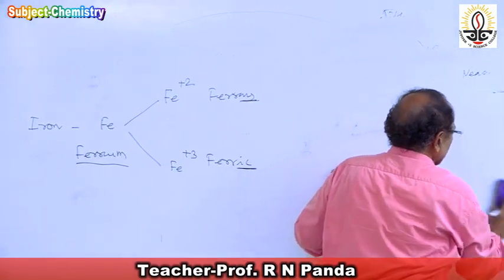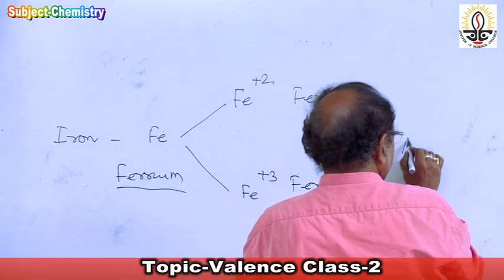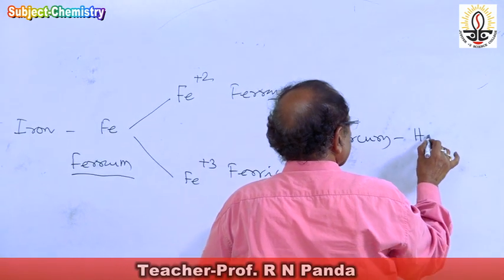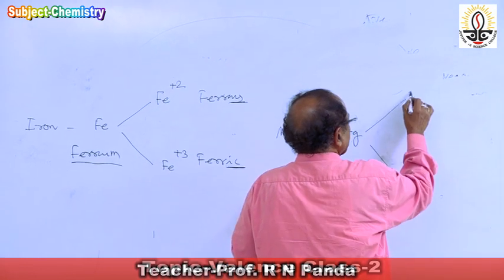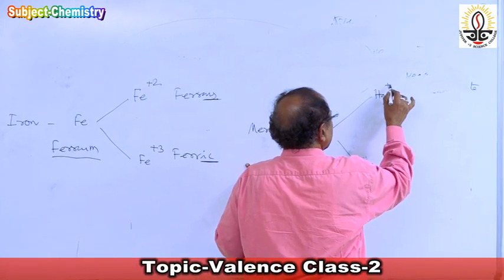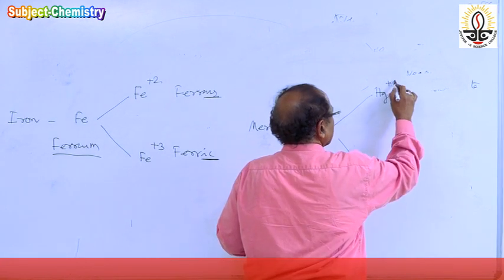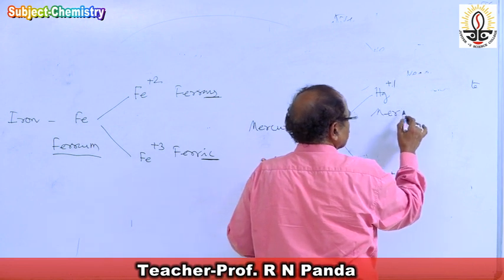Similarly, when you come to very common use elements, I am writing mercury. Its symbol is Hg. So it can exhibit Hg plus 1 state, the lower state, and plus 2 state. Hg plus 1 is called mercurous.